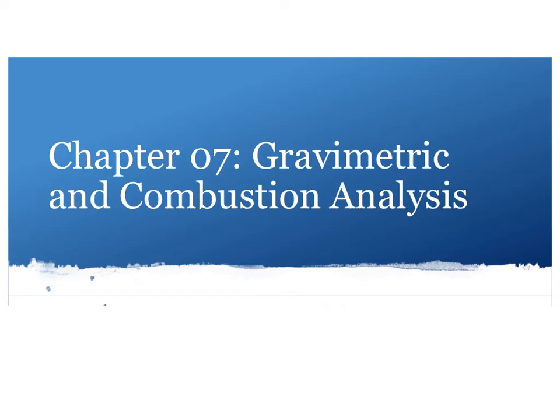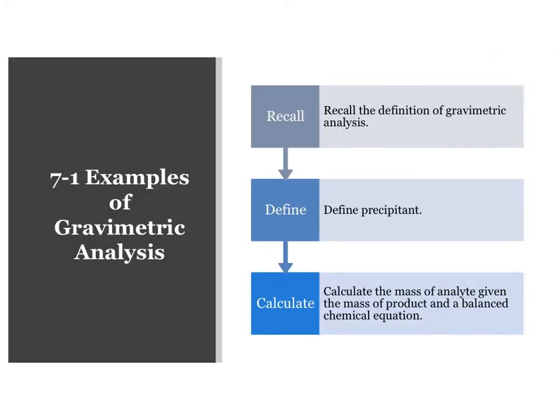In Chapter 7, we're going to discuss gravimetric and combustion analysis. Section 7.1 introduces us to a few examples of gravimetric analyses that we probably haven't seen before. We'll follow this up with a review of gravimetric calculations together in class.